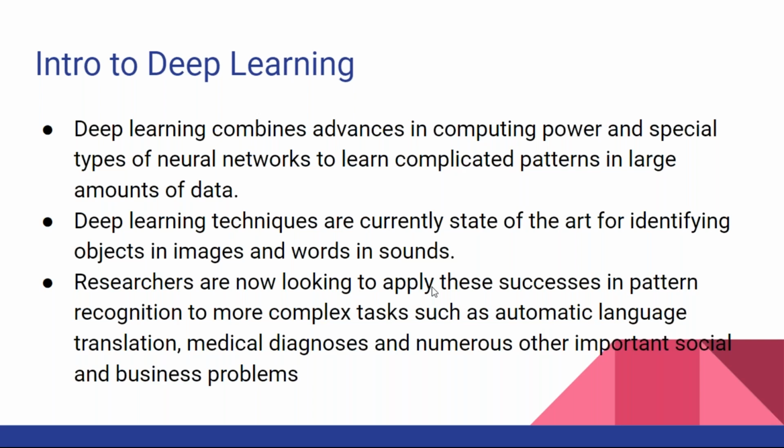So researchers are now looking to apply these successes in the pattern recognition to more complex tasks such as automatic language translation, medical diagnostics, and numerous other important social and business problems. So deep learning, it's in a lot of research, a lot of people are publishing a lot of papers for the same कि इसको किस तरीके से हम अलग अलग applications में use कर सकते हैं. Still it is quite unknown to us. बहुत सारे facts ऐसे हैं which are quite unknown, but if you try to understand it, obviously it's possible to understand. But इसमें ऐसी बहुत सारी चीजें which are quite complex to understand, जो कि मतलब ऐसी कुछ problem which you can't even imagine to solve, that can be solved with the help of deep learning.